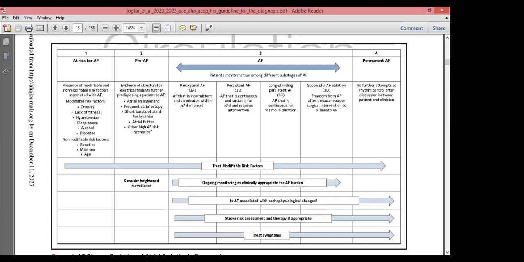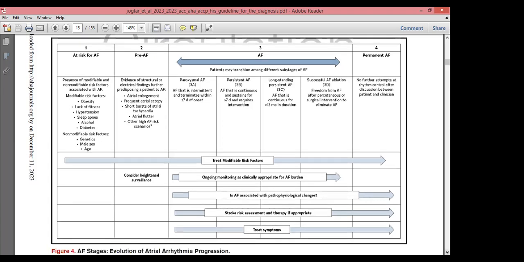Then for stage 3, they are the people that already have the AF. So you will ask yourself, is AF associated with any pathophysiological changes? What is their AF burden like? Do they have some symptoms? If they have, you treat. Then you also check their stroke risk assessments and give therapy if appropriate. Then any symptoms they have, you treat. So that's stage 3, and stage 4, you do the same.